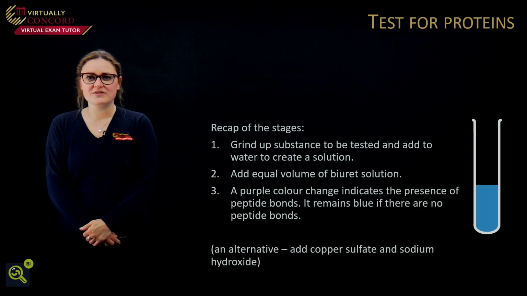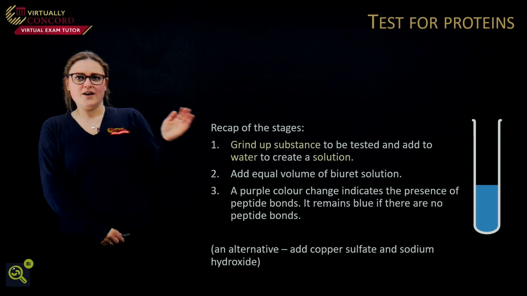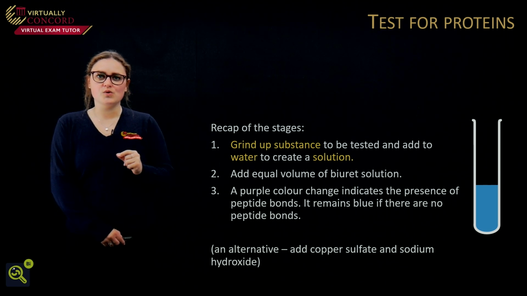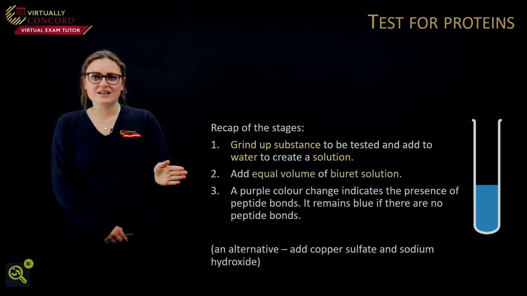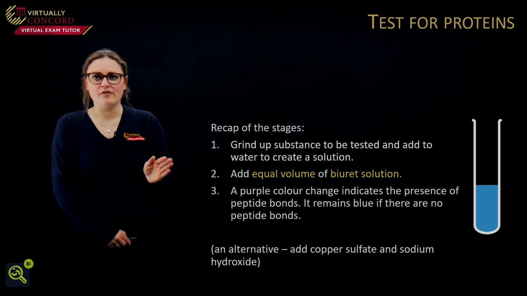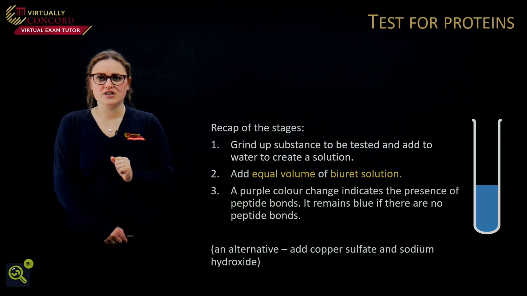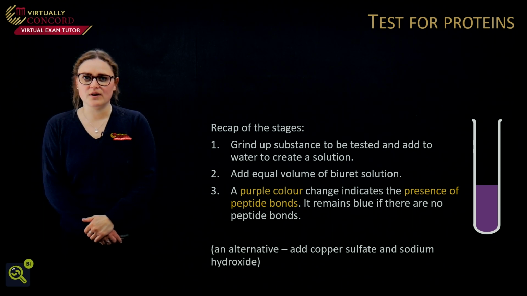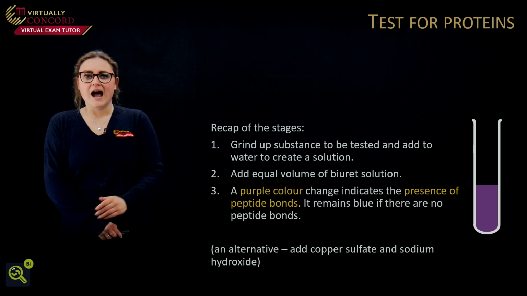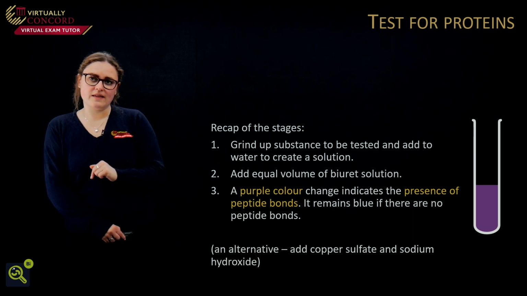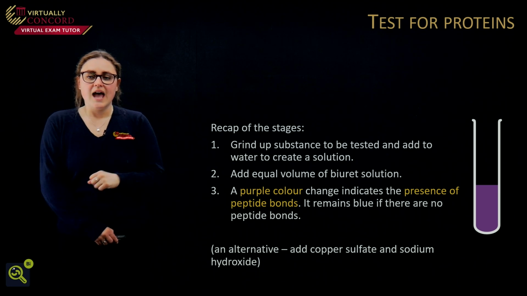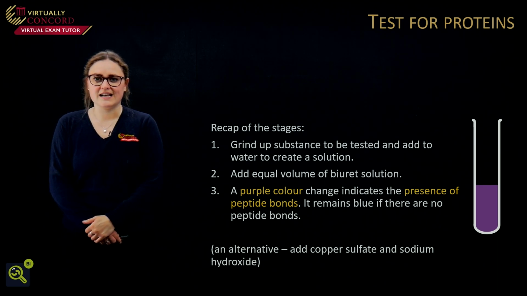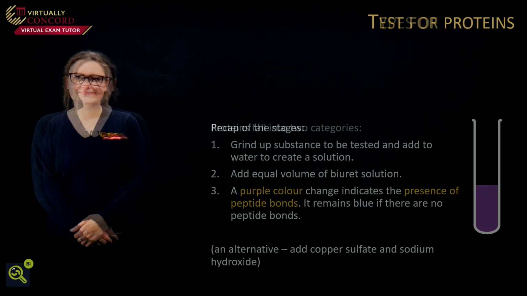Now that we've been to the lab, let's recap the stages. First up, we would want to grind up our substance to be tested and add some water to create a solution. Next, you're going to add an equal volume of Biuret solution and wait for a colour change. If a purple colour change happens, this indicates the presence of peptide bonds. However, if it stayed blue, then there are no peptide bonds. An alternative to adding Biuret would be to add some copper sulfate and sodium hydroxide.